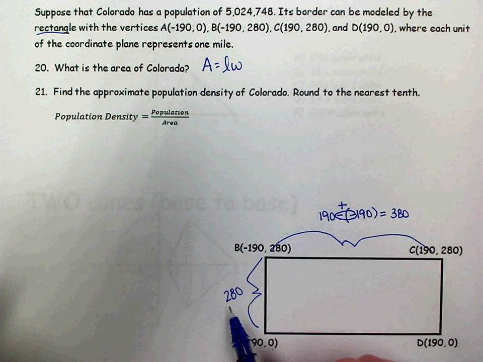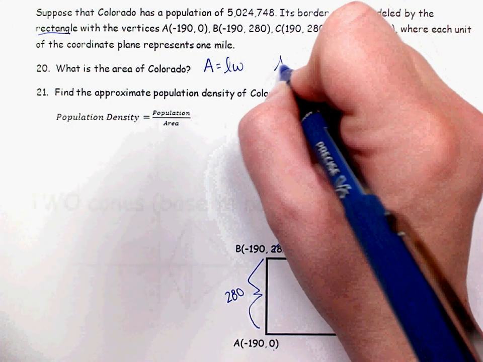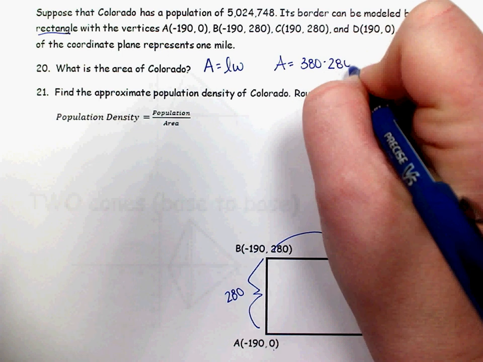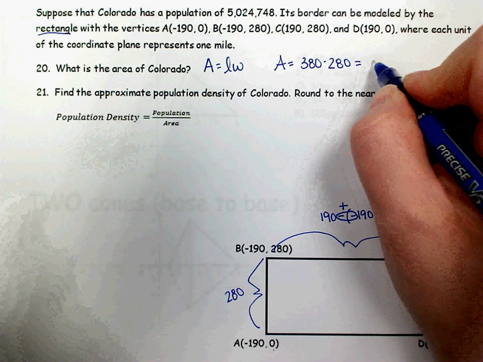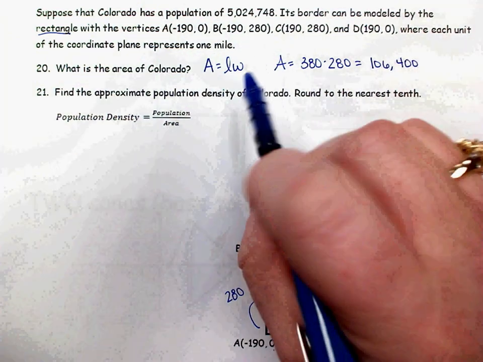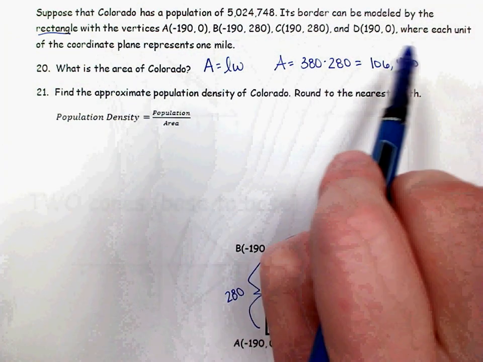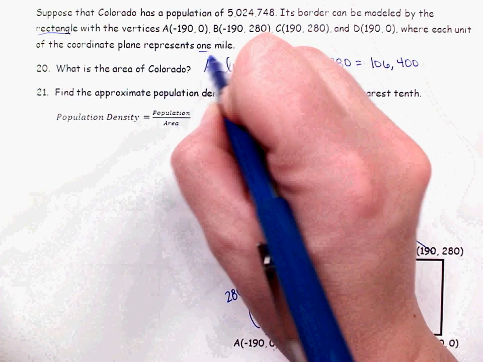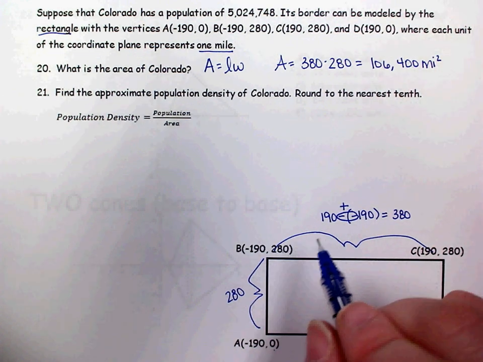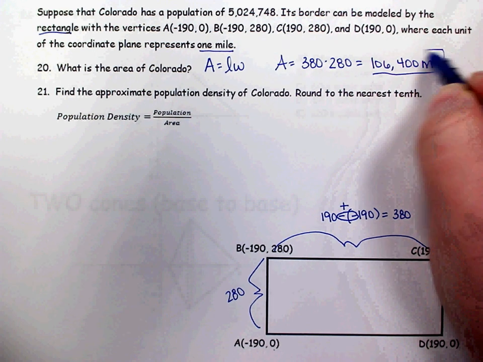So now that I know my length and width, I can find the area by multiplying 380 by 280 and getting the area to be 106,400. And since this is given in 1 mile units, then this area would be miles squared, square miles. So there's your area of Colorado.